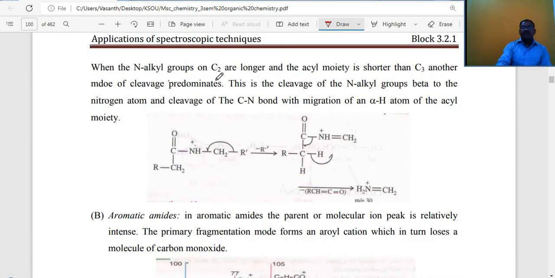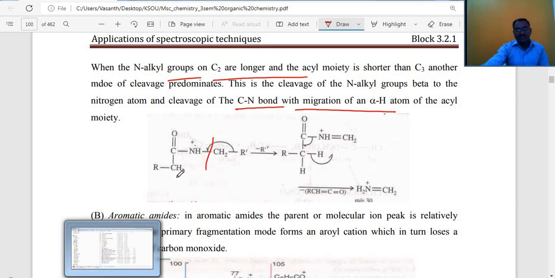When the N-alkyl groups are longer than C2 and the acyl moiety is shorter than C3, another mode of cleavage predominates. This is the cleavage of the N-alkyl groups beta to the nitrogen atom, and cleavage of the C-N bond with migration of an alpha hydrogen atom of the acyl moiety. You can see that removal of that molecule, with migration of these pi electrons, gives the amide molecule.